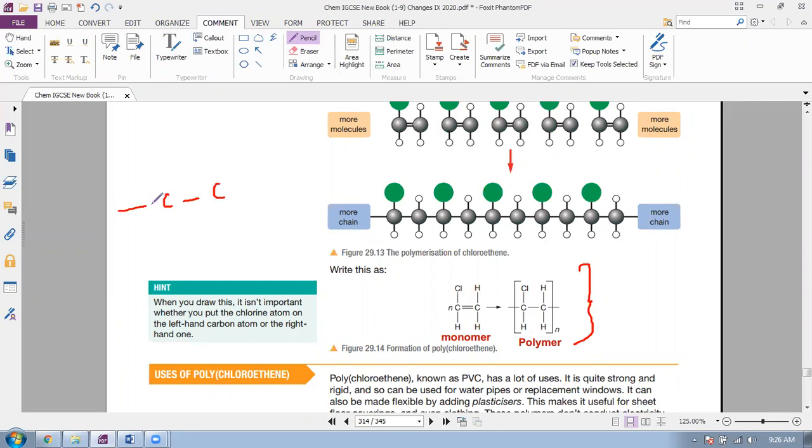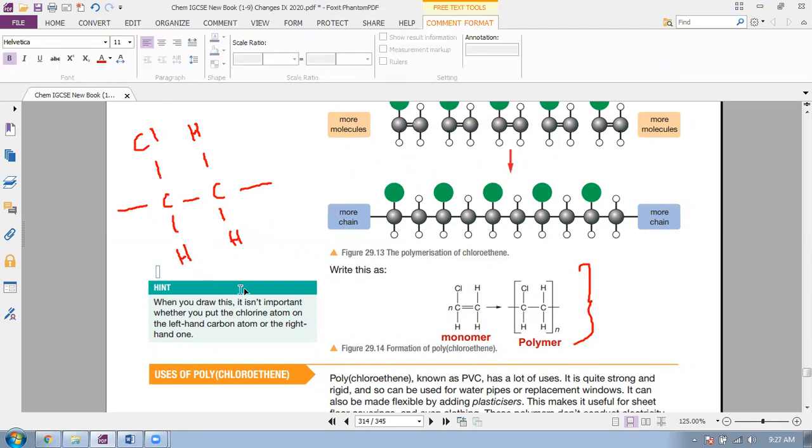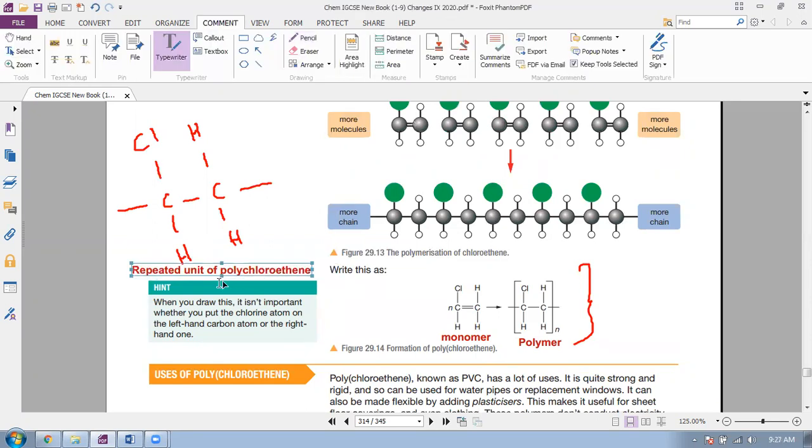Regular, just there are two carbons at first. The structure of ethene. Just one chlorine is attached instead of one hydrogen. That is the structure. Look at this. This is the structure of chloroethene. The monomer is chloroethene here, and the polymer is polychloroethene. This is the repeated unit. Okay. Polychloroethene, repeated unit of polychloroethene.